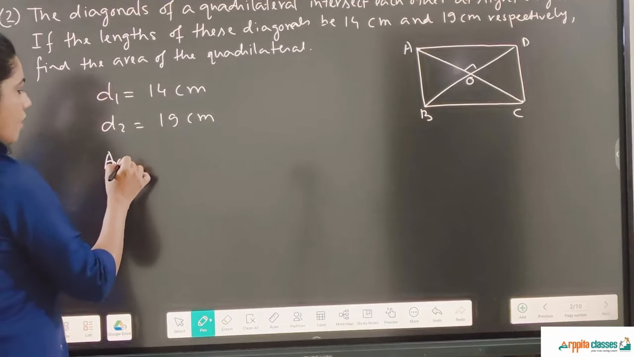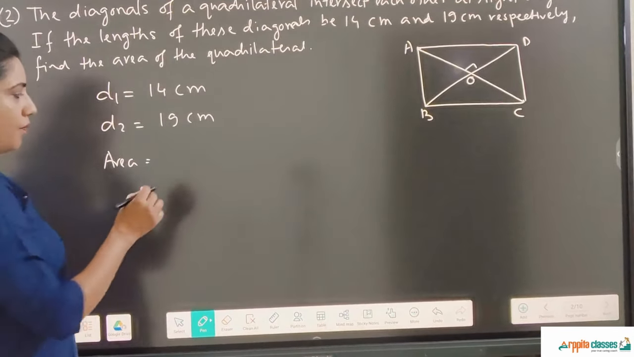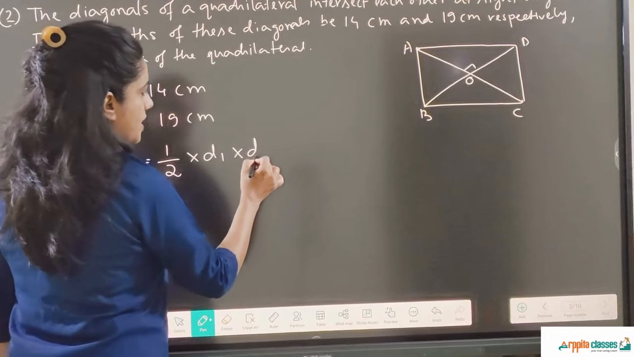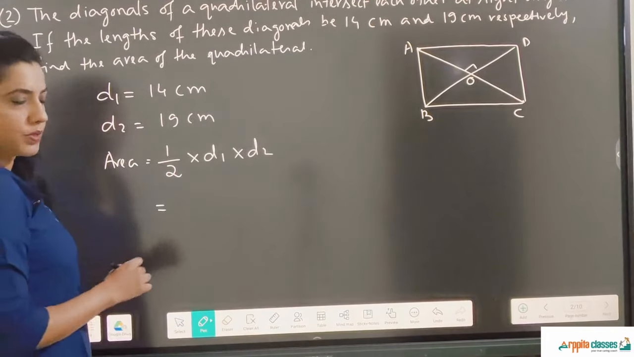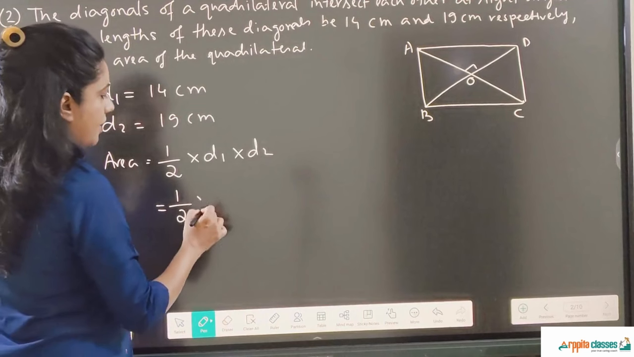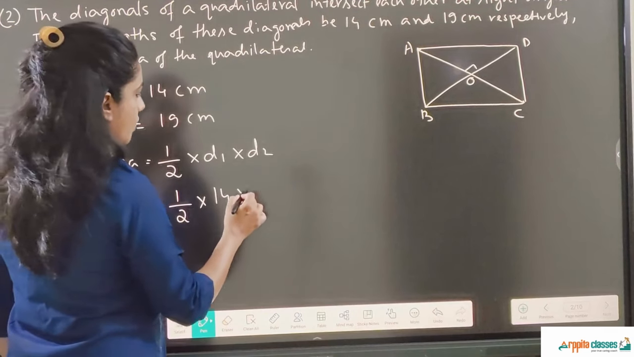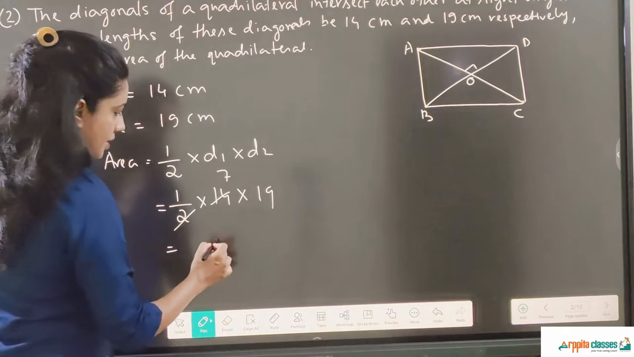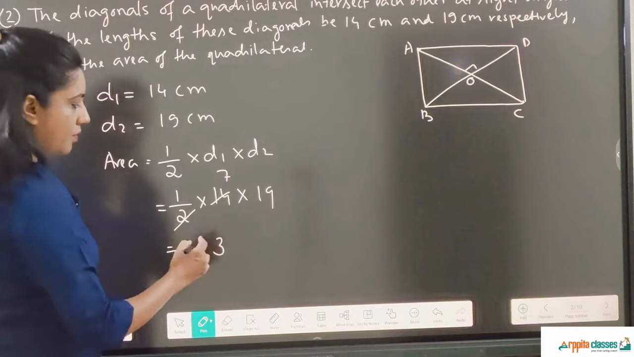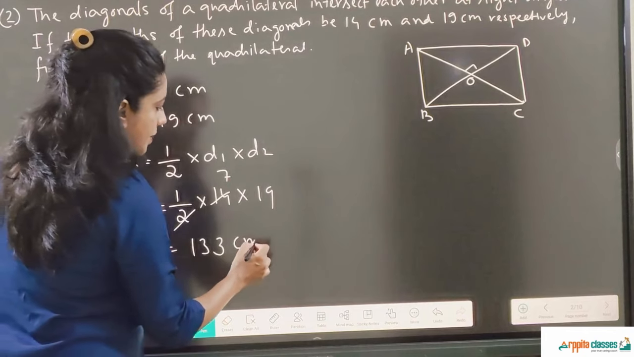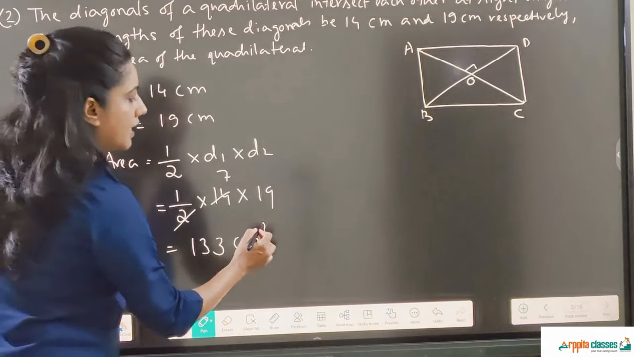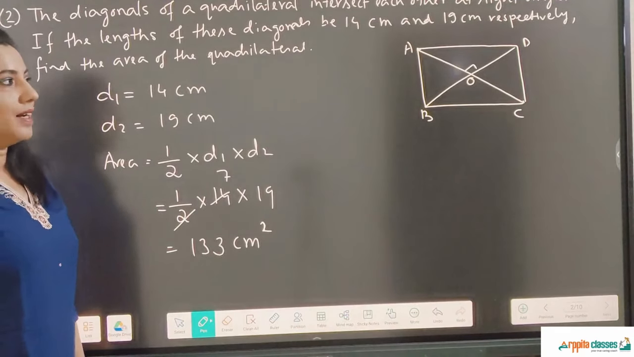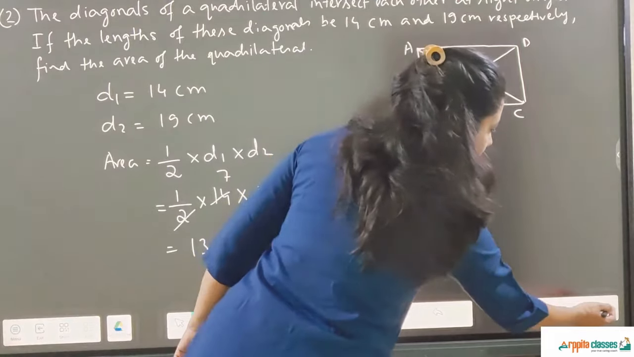So area would be equal to, we have the area formula, that is half into D1 into D2. This is the area formula for a rhombus, where the diagonals intersect each other at right angles. So this is half into 14 into 19. So we'll cancel this out. 133 centimeter square. So this is the area of this quadrilateral. Okay. Let us move on to the next question.